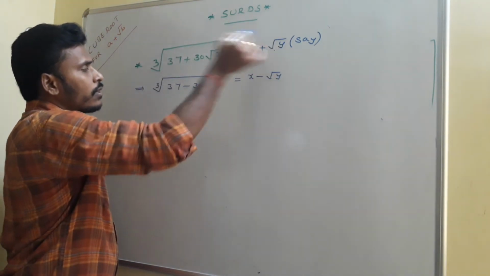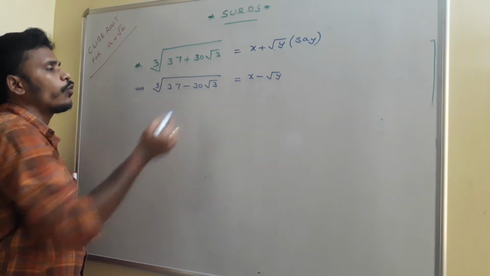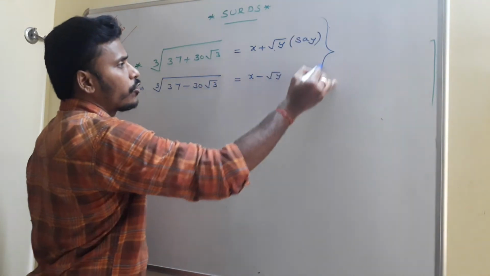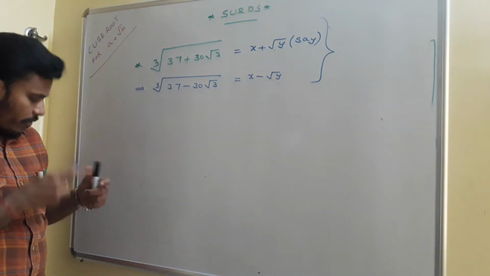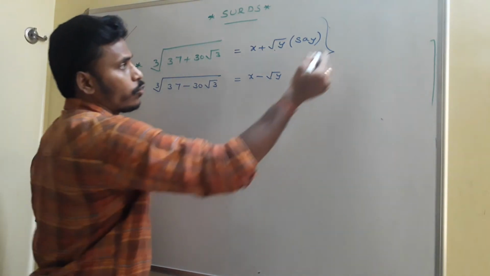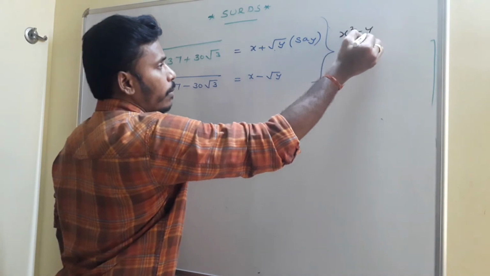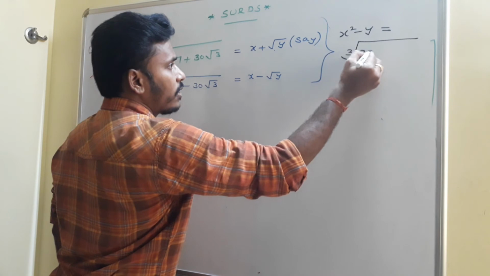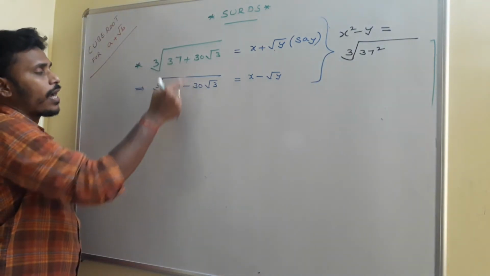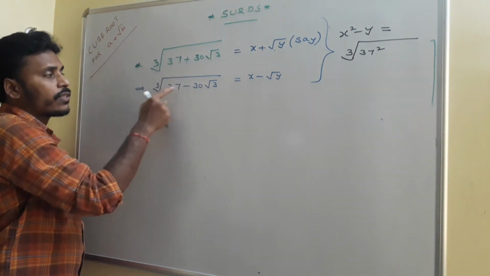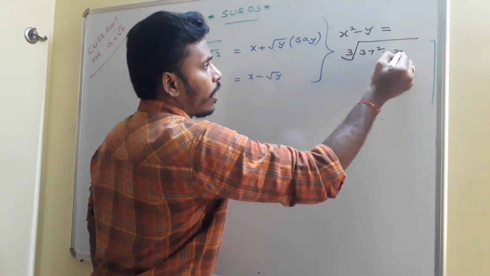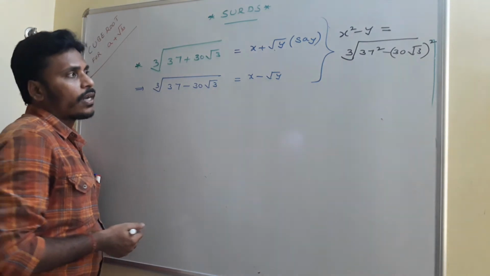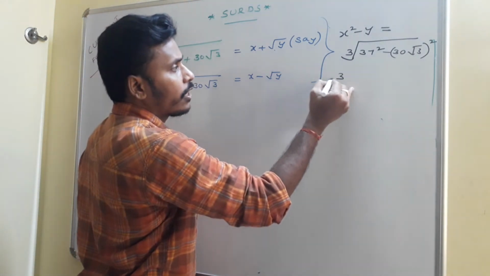Then from this, it is very clear that if you change the sign, you will get the change in sign for x minus root y. Now you just multiply these two. If you multiply the right side x plus root y into x minus root y, you get x square minus y is equal to the cube root of 37 square minus 30 root 3 square under this cube root. You need to simplify. What is 37 square and what is 30 root 3 square?